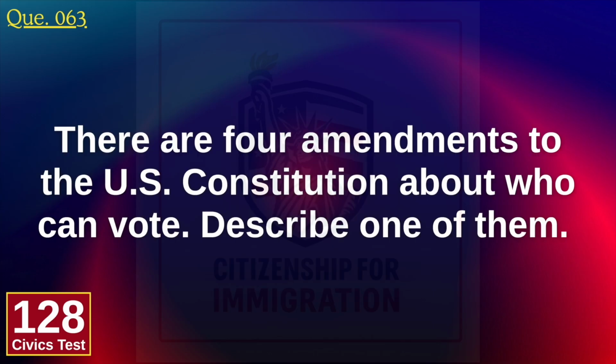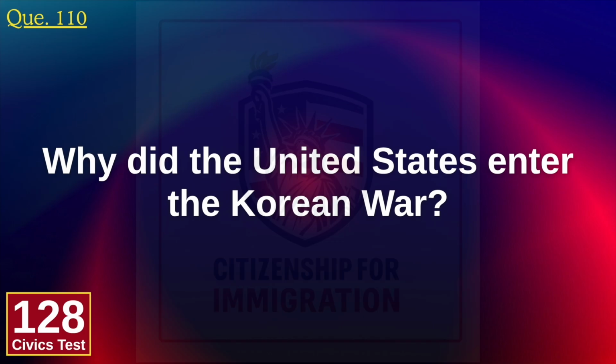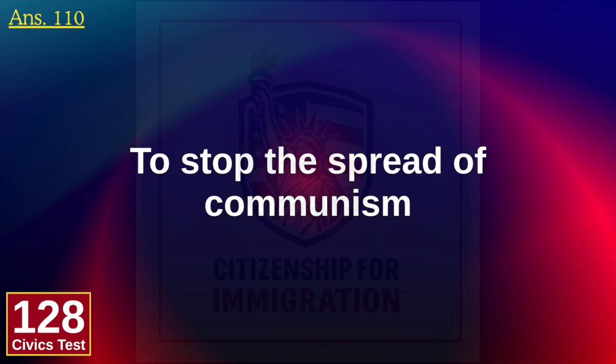There are 4 amendments to the U.S. Constitution about who can vote. Describe one of them. Citizens 18 and older can vote. Why did the United States enter the Korean War? To stop the spread of communism.